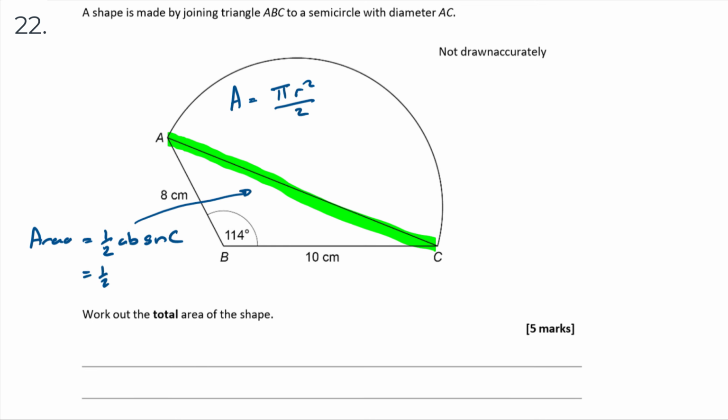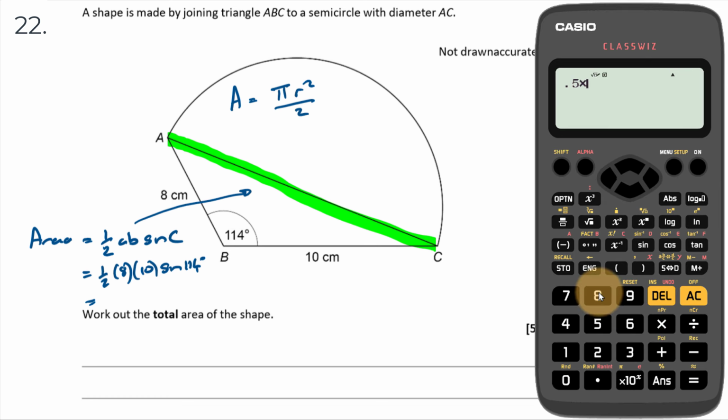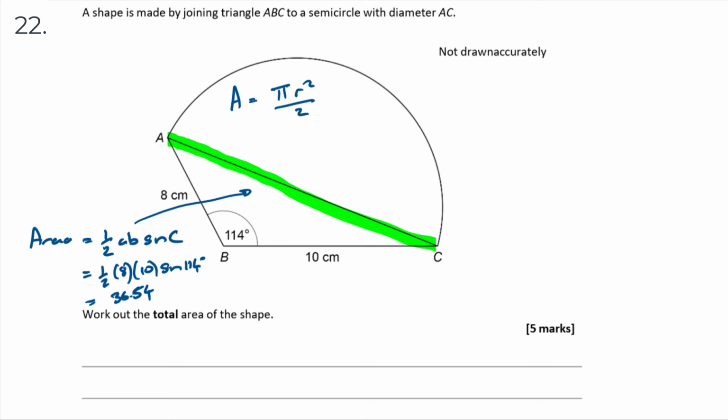That's going to be a half times a, which is 8, times b, which is 10, and times the sine of 114. So that's just tap it into the calculator and find out what the answer is. That's the easy squeezy bit. So half times 8 times 10 times the sine of 114. Okay, that comes out to be 36.5. I'm going to write an extra digit down because I'm going to round it off later. So I'm going to write down 4 digits and I'll drop down to 3 later. Okay. So that's that bit done.